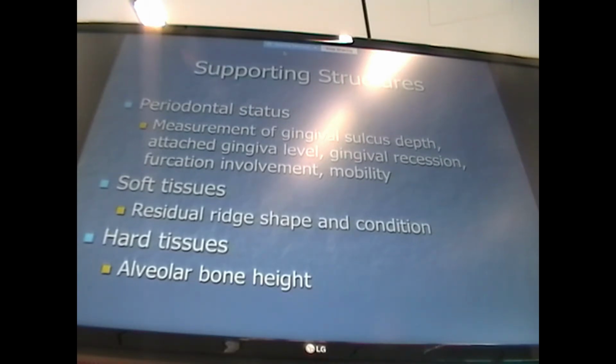What about the hard tissues, the alveolar bone? Again, most critical in implants. Do we have enough vertical height to place a well-sized implant? Again, this can vary from site to site in your patient. And that's why, as a screening tool, the Panorex is a necessity. You can't do this kind of treatment without having a panoramic X-ray.